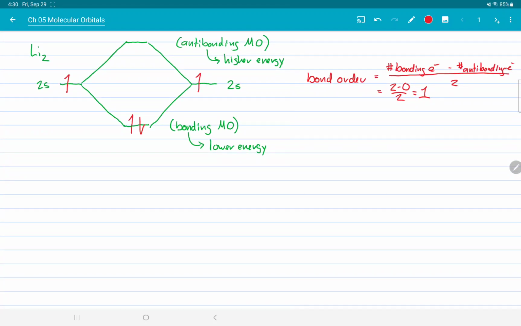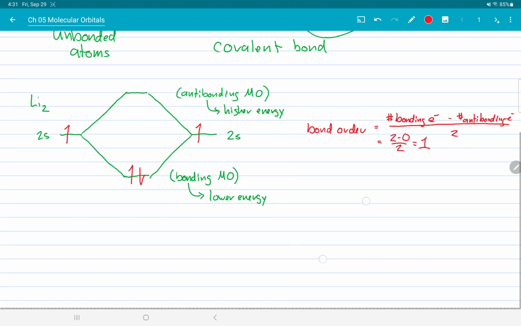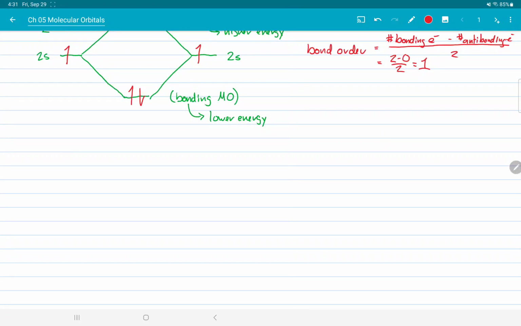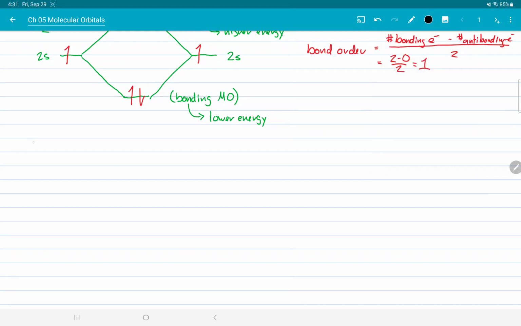Okay, this one, dilithium, is convenient because, well, it only has s orbitals to deal with. Let's deal with something that has a p orbital. So, I'll switch colors here, and let's do good old-fashioned oxygen. So, each oxygen brings 6 electrons to the party, just in terms of valence electrons.